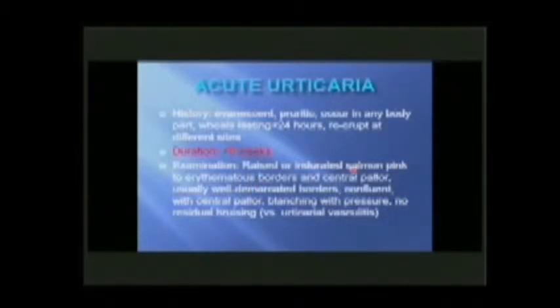On examination, patients come in with lesions of actually different colors depending on their skin pigmentation. They could be raised or indurated, salmon pink, or erythematous lesions with raised borders and central pallor. The borders are usually well demarcated. Sometimes these lesions can be confluent, and typically you elicit a history that they blanch with pressure. Very importantly, acute urticaria or just run-of-the-mill urticaria does not leave any residual bruising, because if there's any staining or bruising of the skin, it would be important to send these patients for further evaluation to rule out urticarial vasculitis.